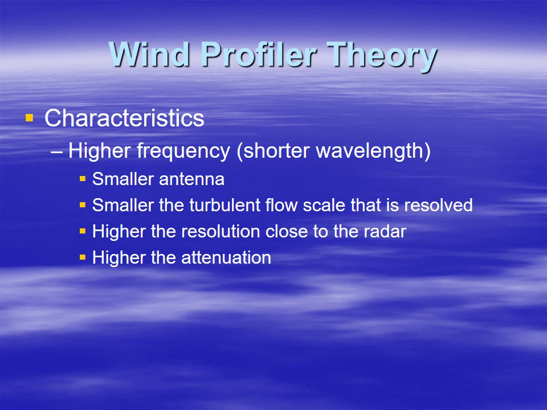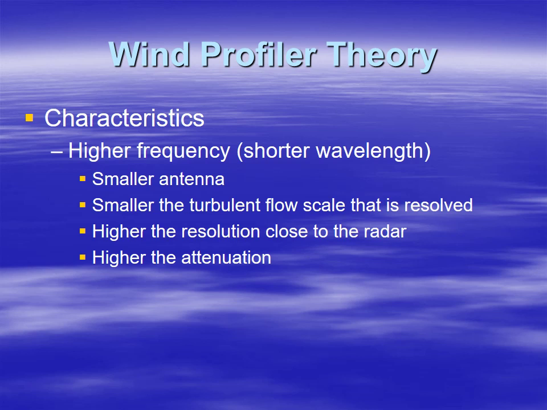They operate at higher frequencies. That means shorter wavelengths. And the higher the frequency or the shorter the wavelength, the smaller the antenna you need. Big antennas are for longer wavelengths, shorter wavelengths, smaller antennas. And of course, with shorter wavelengths, the little discontinuities that you're looking at in the atmosphere are smaller than the size of the wavelength. So you're looking at really small turbulent flow fluctuations in the atmosphere.